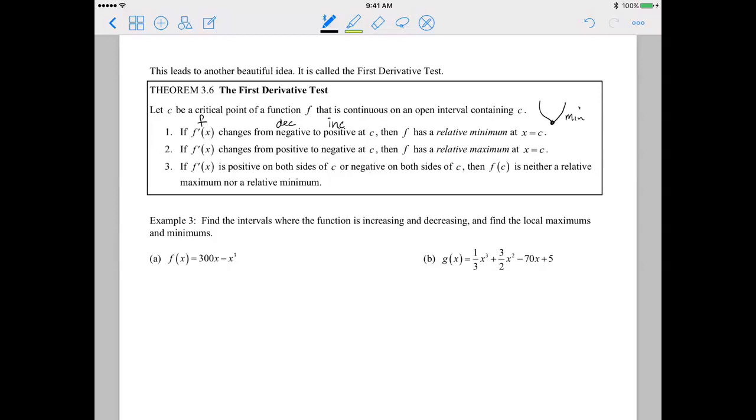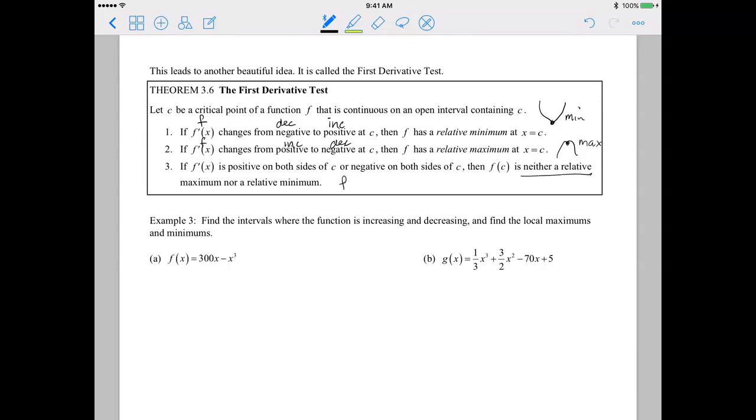Okay, similarly in number 2, if f prime changes from positive to negative, what that means is that f changes from increasing to decreasing, and what that does is it creates a maximum point. Okay, so hopefully that makes some sense to you. It's a really intuitive thing that I think makes a lot of sense once you understand what exactly this is saying. Okay, and then thirdly, it says if f prime is positive on both sides of c or negative on both sides of c, then f of c is neither a relative max nor a min.